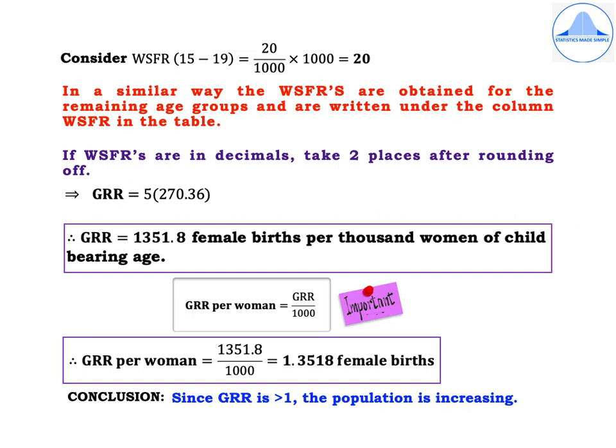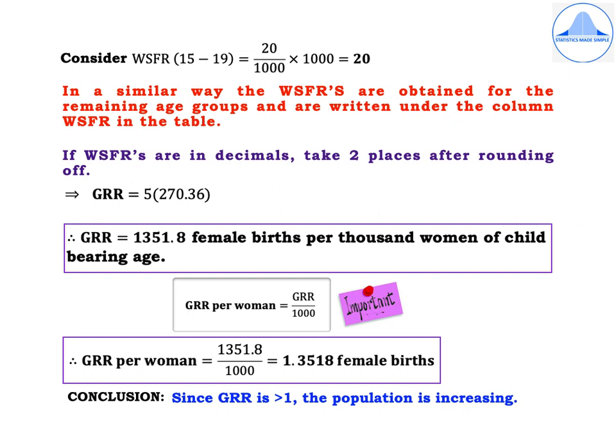Then calculate summation WSFR, which is equal to 270.36. Next, substituting in GRR formula, we get GRR is equal to 5 into 270.36. Therefore, GRR is equal to 1351.8 female births per 1000 women of childbearing age.